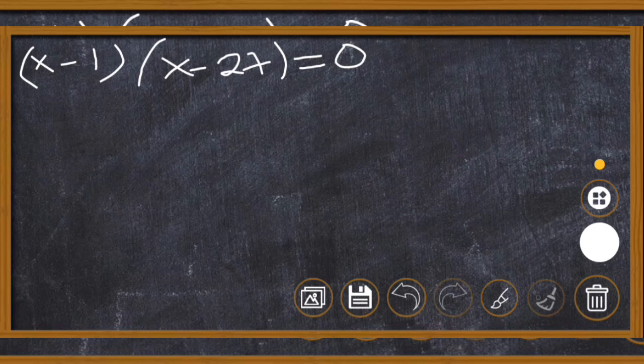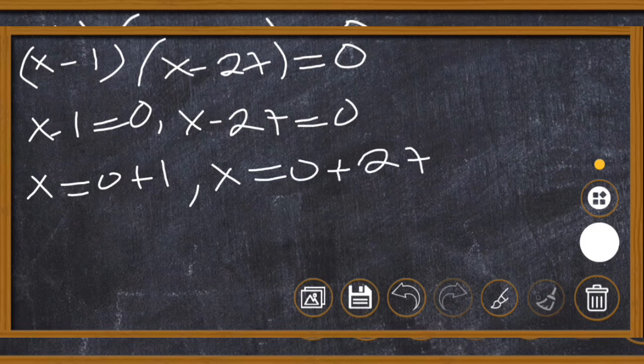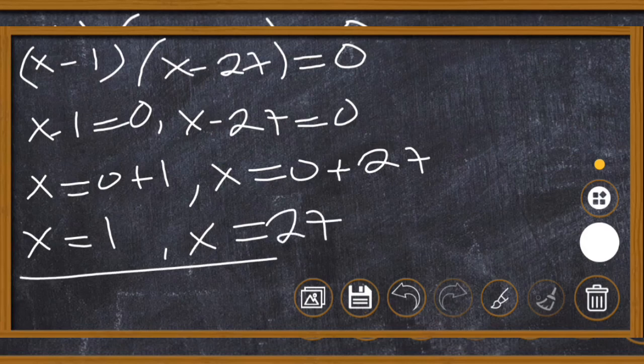So x minus 1 and x minus 27, all these terms will be equated to 0. So we're going to equate x minus 1 to 0 and also x minus 27 to 0. In this case, when we take negative 1 to the right side, it's going to be x equals to 0, it's going to become positive. And when we take 27 as well to the right side, it's going to be positive 27. Then 0 added to 1, it's 1. Then x here is going to equal 0 plus 27, it's 27. So these are the values of x.